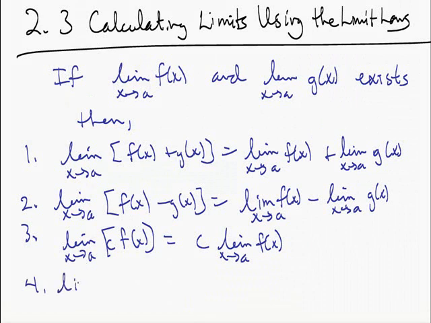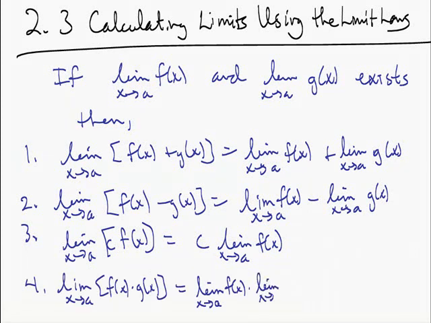The fourth one says that the limit as x approaches a of the product of two functions, f of x times g of x, again assuming that both of those limits exist, is equal to the product of the limits. So the limit as x approaches a of f times the limit as x approaches a of g.